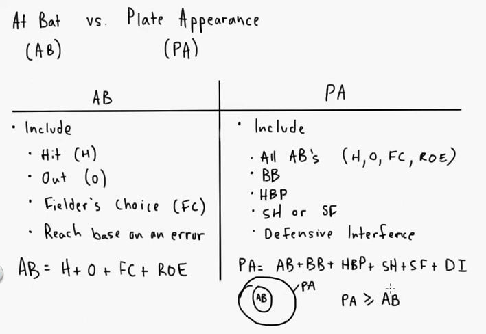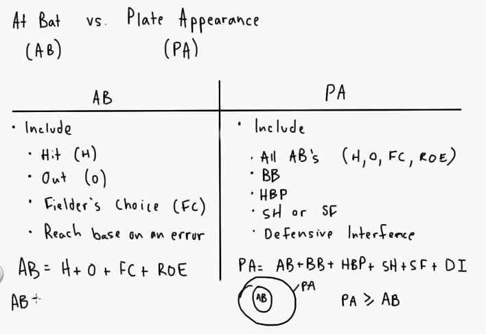The only time they would be equal is if the player has not had any walks, he has never been hit by a pitch, has not had any sacrifice hits, sacrifice flies, or has not been involved in any sort of defensive interference.